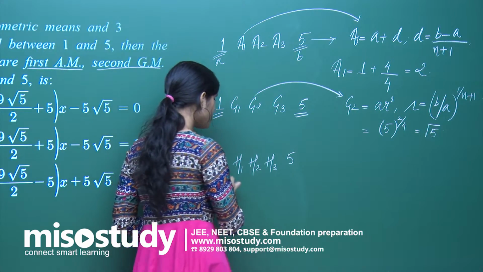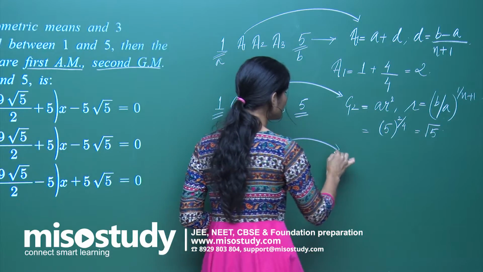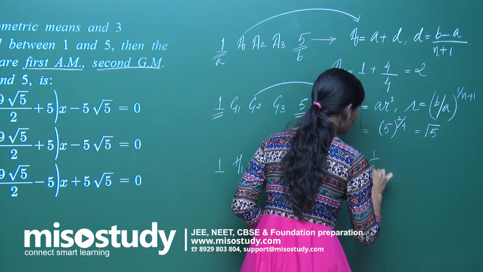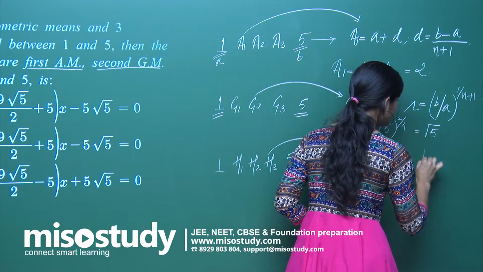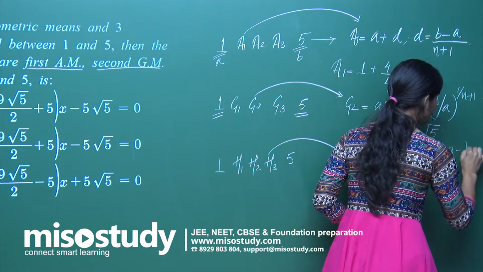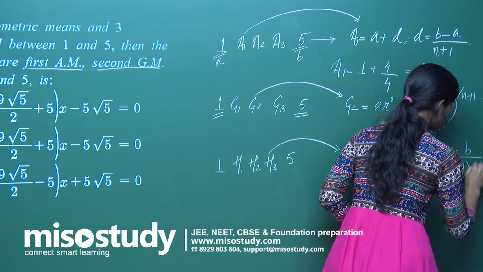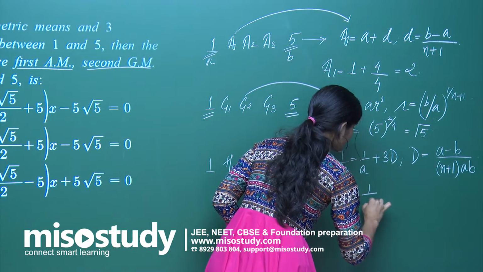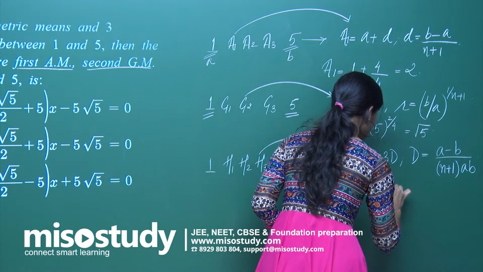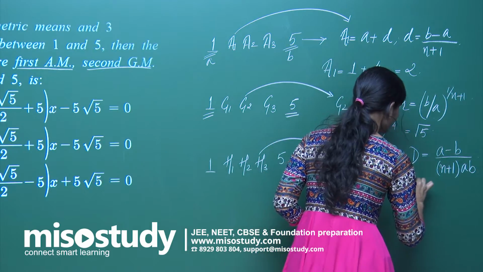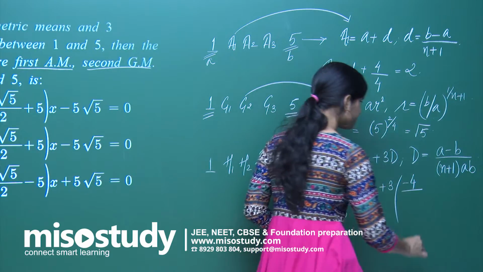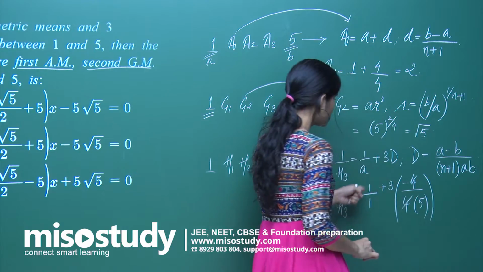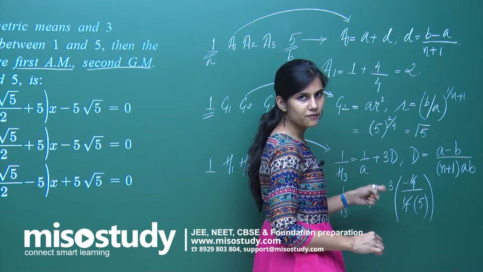If between 1 and 5 you have 3 harmonic means inserted, I am only interested in the value of the third harmonic mean. I know that 1 upon H3 is 1 upon A plus 3D, where D is (A minus B) upon (n plus 1) into AB. And therefore 1 upon H3 comes out to be 1 upon 1, because A is 1, plus 3 times (A minus B), 1 minus 5, whole upon (n plus 1) into AB. So you get 1 minus 3 by 5, that is 2 by 5.